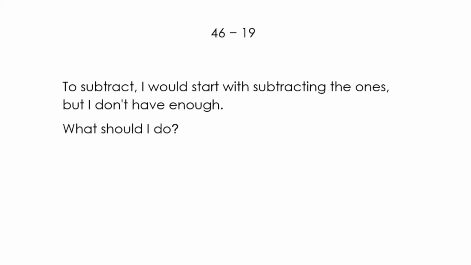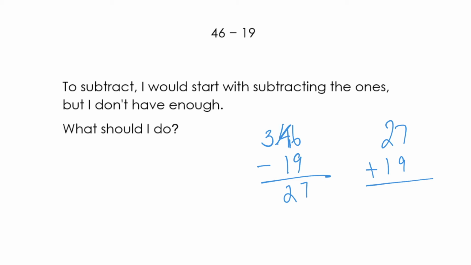So let's focus on subtraction. In subtraction, I would start by subtracting the ones. But if I don't have enough, what should I do? Well, I like lining it up like this. So you cannot take 9 away from 6. It is impossible because there's not enough. So you have to borrow from the 10. So that will turn into 3, and now this number becomes 16. 16 minus 9 is 7. 3 minus 1 is 2. So that's how you would do this. And then to double check your answer, you would take the answer 27, add it to 19, and you should get 46. Because remember, subtraction is the opposite of addition.